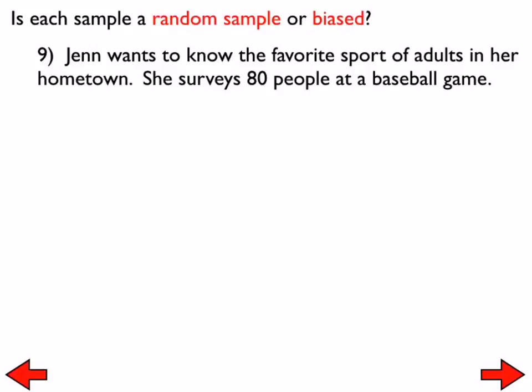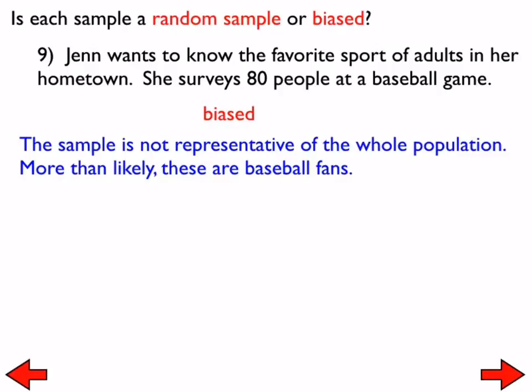Number 9, Jen wants to know the favorite sport of adults in her hometown. She surveys 80 people at a basketball game. Or at a baseball game, excuse me. That is biased. The sample is not representative of the whole population. More than likely, the people at a baseball game are baseball fans. So, of course, they're going to say that baseball is their favorite sport.